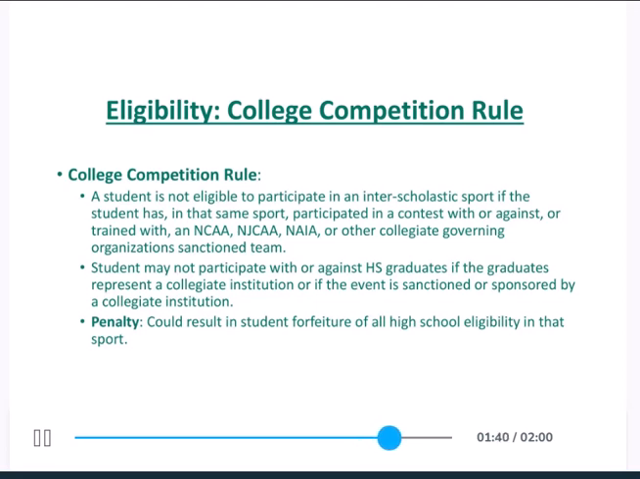For example, Johnny is a track runner and he decides to go to a track meet where he competes against other college athletes. The second that occurs, Johnny would lose his high school eligibility forever. So again, if you have questions, please contact your coach or activities director.